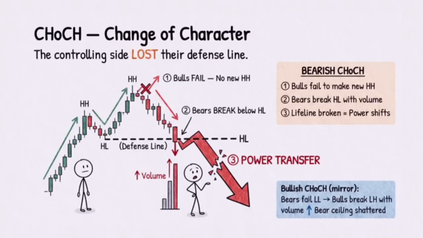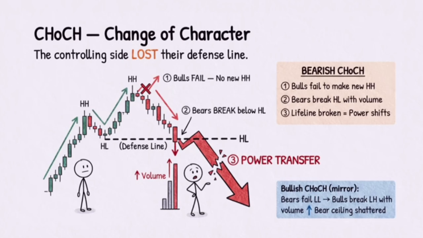Now CHoCH, change of character. This is where power shifts from one side to the other. Here's what it actually means. The controlling side just lost their most critical defense line. In a bearish CHoCH, when an uptrend is dying, three things happen in sequence.